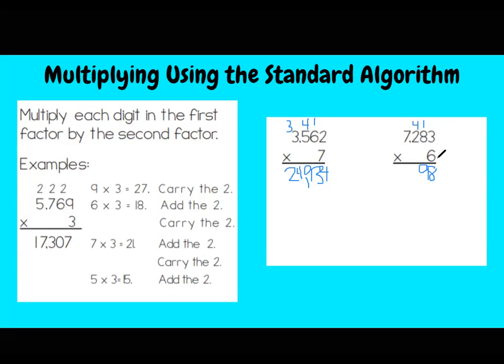Then we multiply by our hundreds. 6 times 2 is 12, plus 4 is 16. And then 6 times 7, 42, plus 1 is 43. So our product is 43,698.